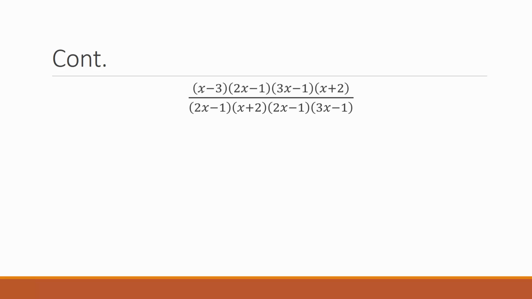So I look at my x minus 3. I don't have an x minus 3 in my denominator, so it stays. 2x minus 1. I have another 2x minus 1 right here in my denominator, so it cancels. 3x minus 1. I have a 3x minus 1 in my denominator, so it cancels. x plus 2. Well, I have one of those in my denominator as well, so it would cancel. So now I'm just left with x minus 3 all over 2x minus 1.